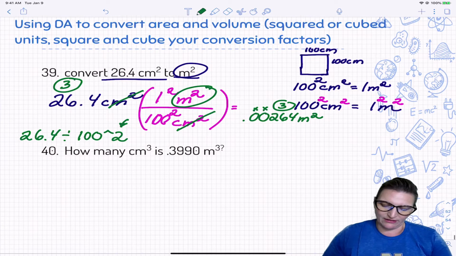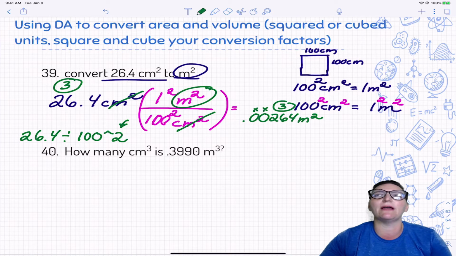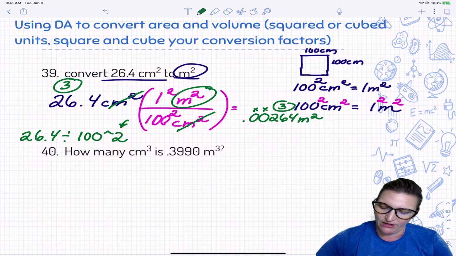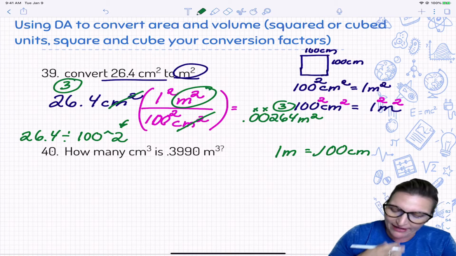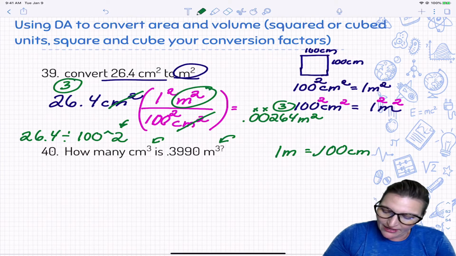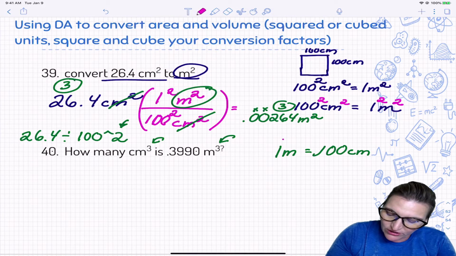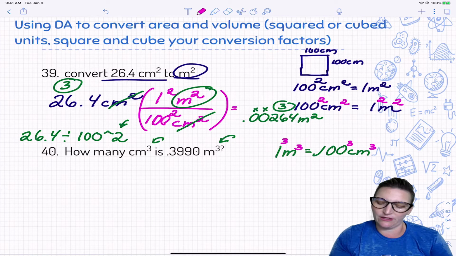Let's do the next problem, problem number 40, in the same way. How many cubic centimeters is 0.3990 cubic meters? So again, what is the most basic conversion factor that I'm using? 1 meter is equal to 100 centimeters, and then, because this is a cubic problem, I cube everything, not just the units, but also the numbers. That's a big deal, the numbers in the conversion factor.